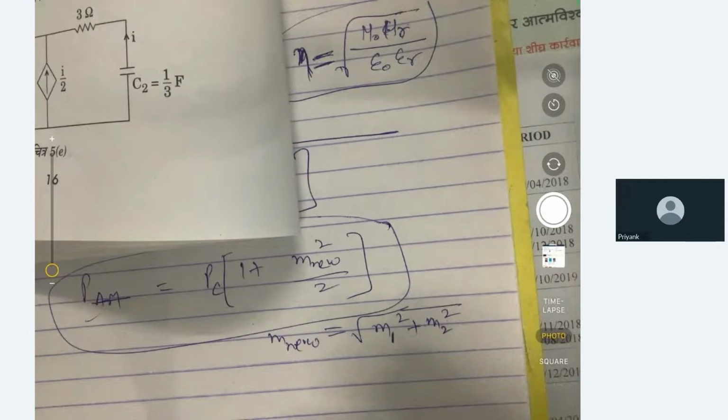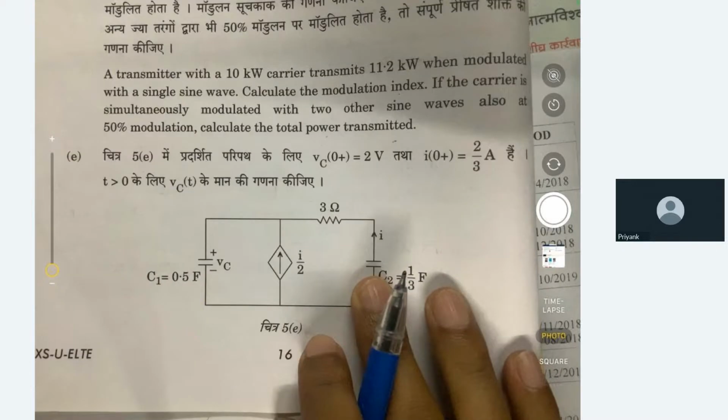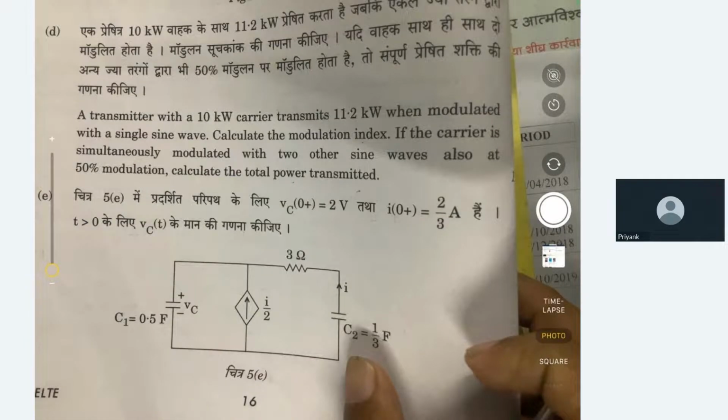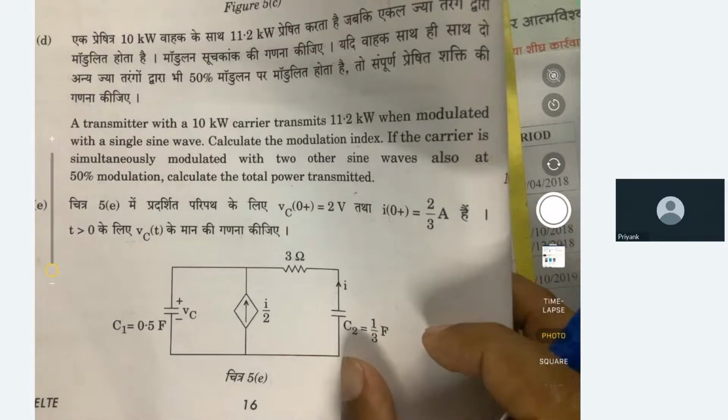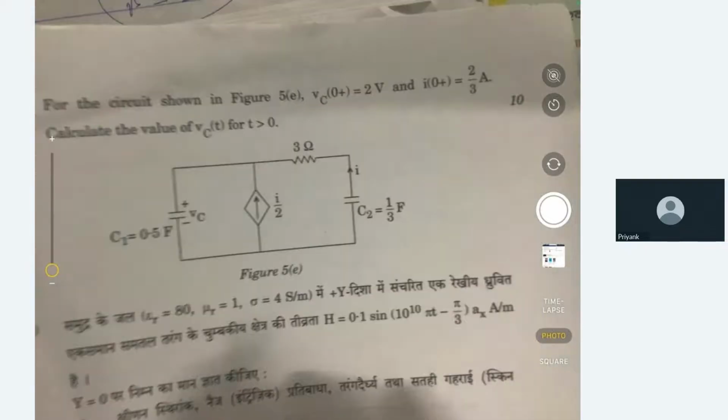It is a very easy question. So now let's move to question number 1E. This question is written for the circuit in this figure.